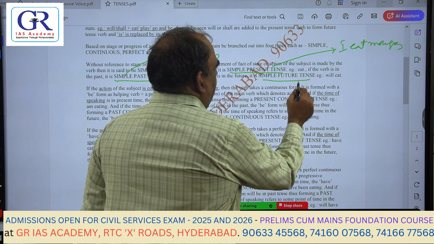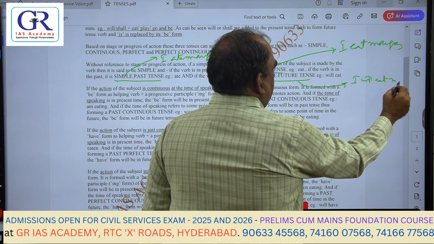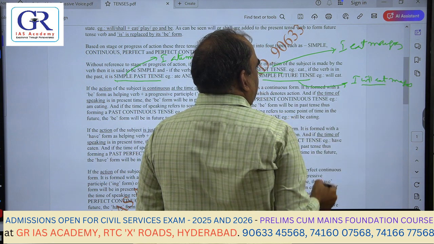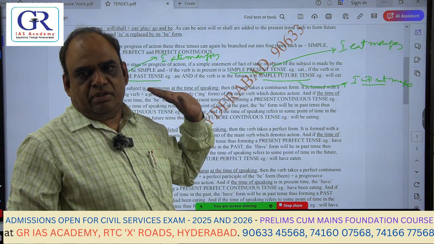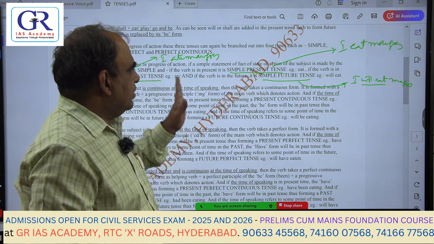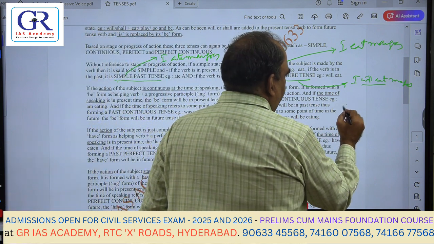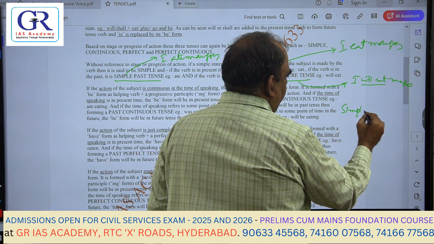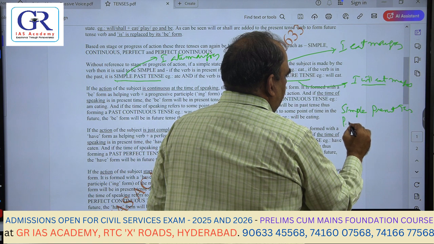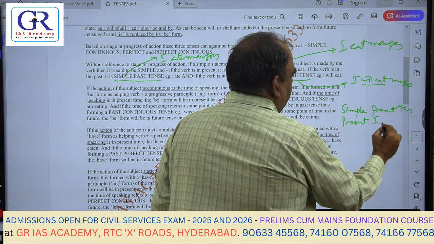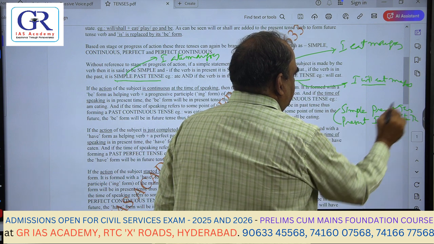Here I will eat mangoes. Here also it tells about the time but not about the stage of the action, so they are all simple. Simple, we also say as indefinite. Simple present tense is also referred to as present indefinite tense. Both are same.